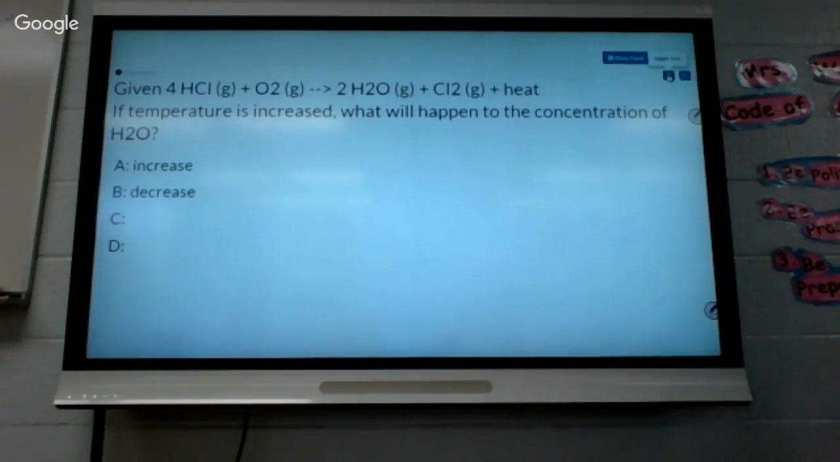All right, so we got 2 wrong and 13 right. So if temperature increases, what side do I shift to? The colder side, which is to the left. So if I shift left, what happens to my water? It decreases. Drops to the left.